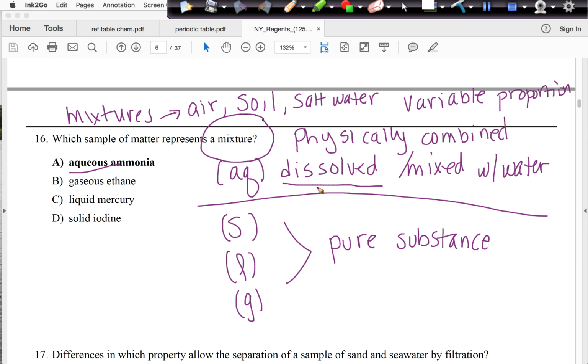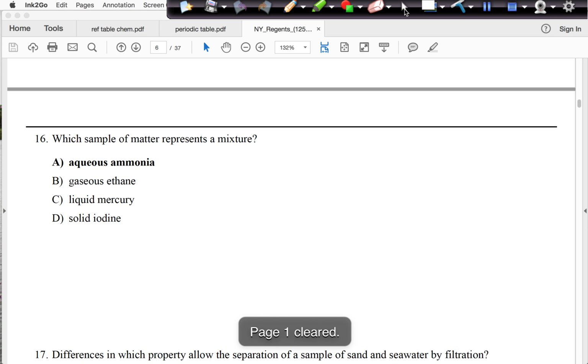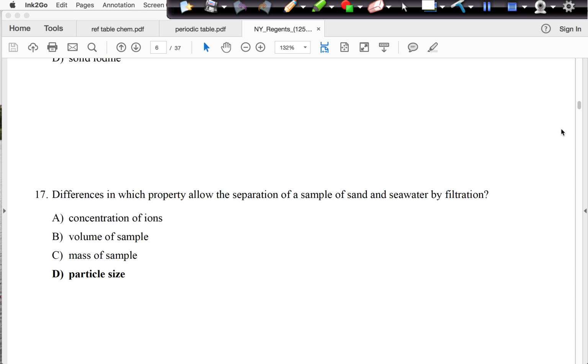You can have more dissolved or less dissolved, or the components, their percentages can change, and it could still be considered a mixture. For compounds, which are substances, the proportion must be fixed. It has to have the same percentage every time.